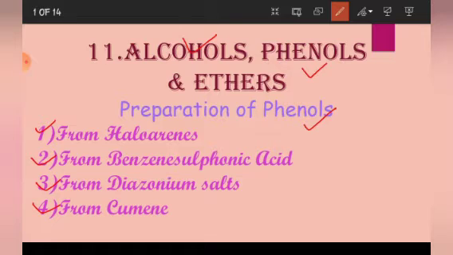This last method, from cumene, is used for large scale production of phenol. You need to remember this is the industrial method. This last method from cumene is the industrial method of preparation of phenol. So let's move on to our first method.